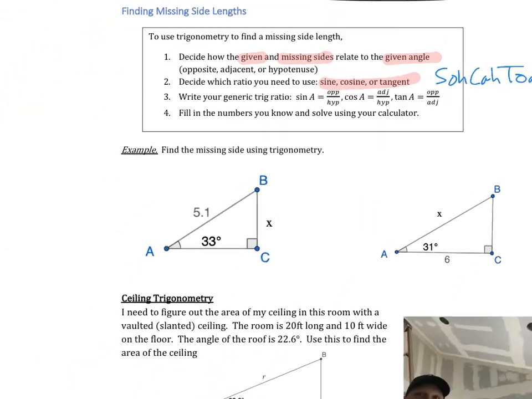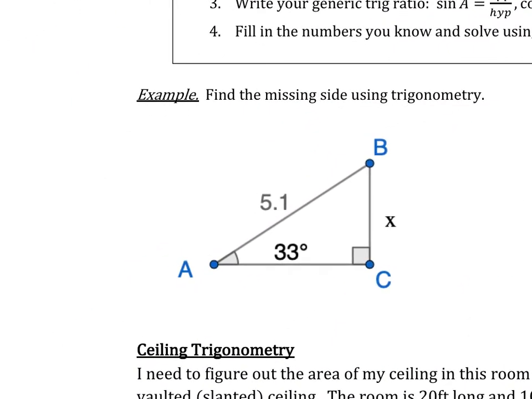All right, well, let's try it out. The directions: find the missing sides using trigonometry. Here we know this angle is 33. This is 5.1, that's the hypotenuse. What is this x leg? X is this leg over here. How does it relate to this 33 angle?